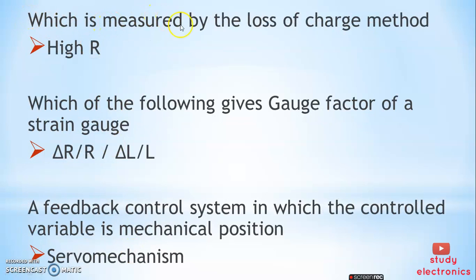Next, which is measured by the loss of charge method? High R, high resistance. Next, which of the following gives gauge factor of a strain gauge? Delta R by R or delta L by L. It gives the gauge factor of a strain gauge. Next, a feedback control system in which the controlled variable is mechanical position: servo mechanism.